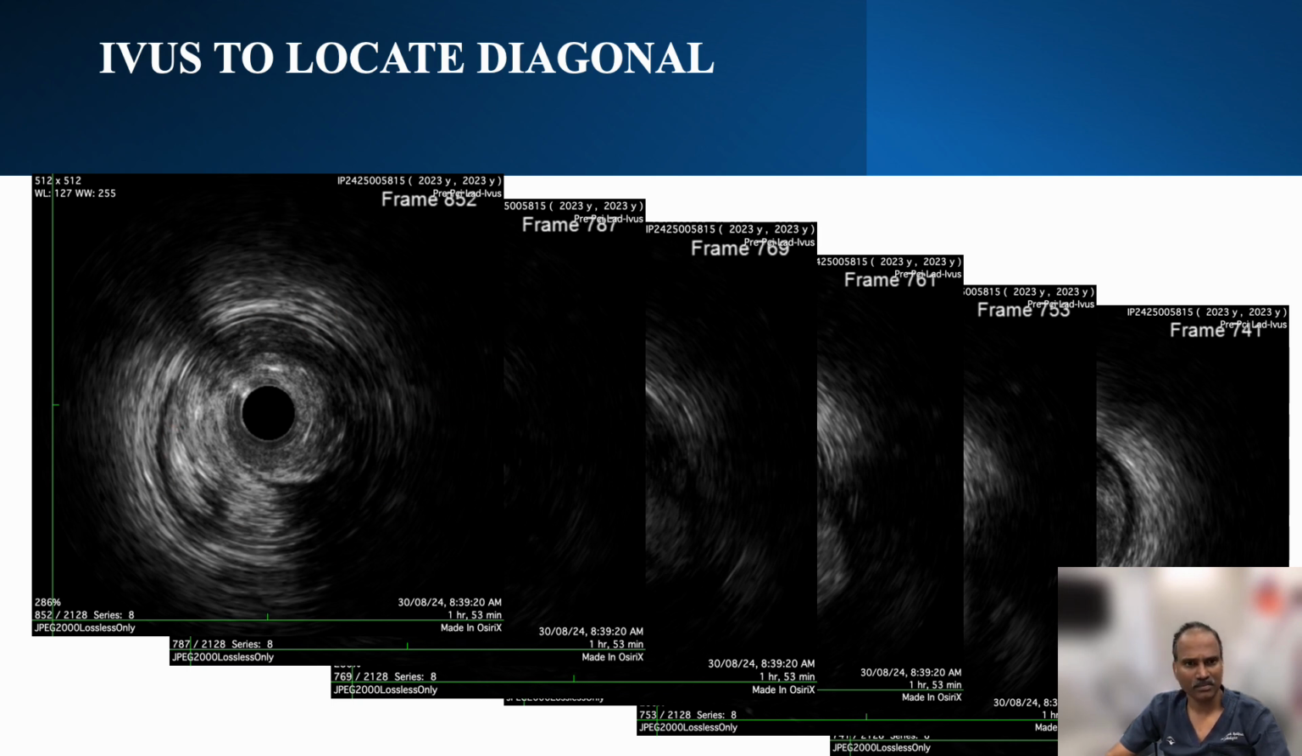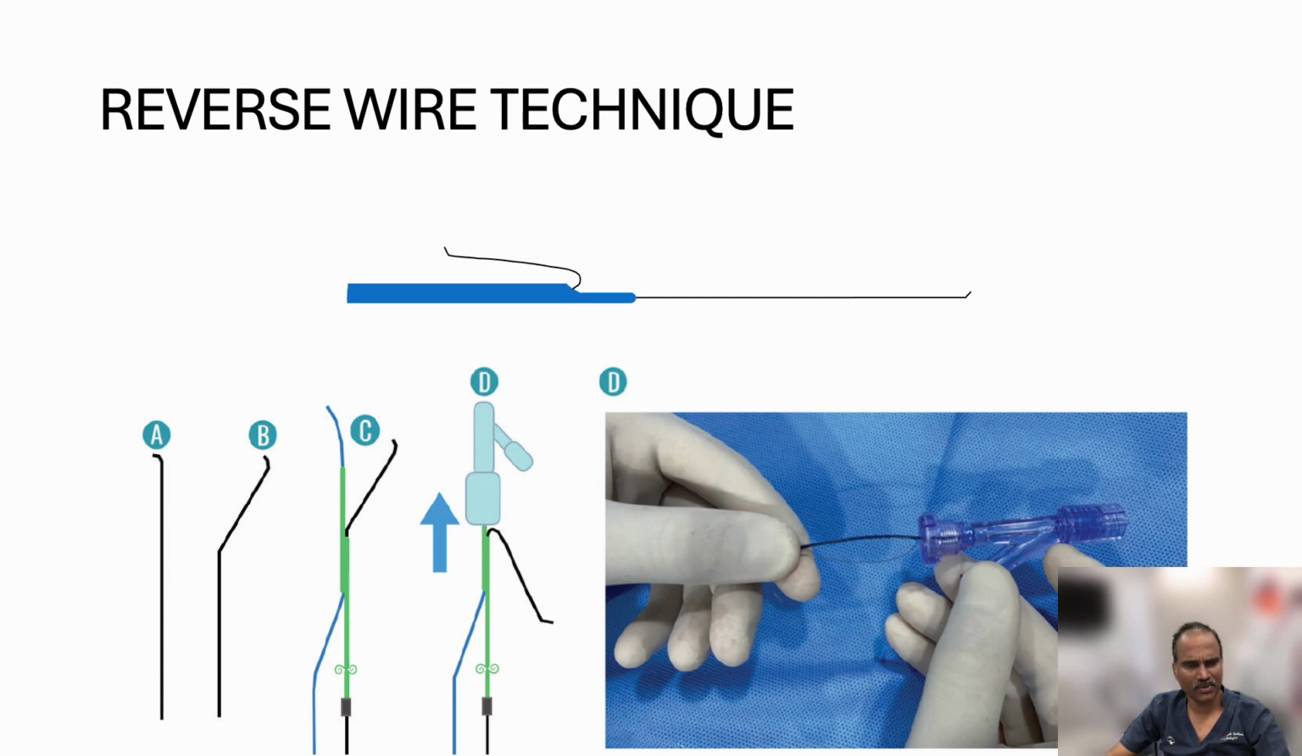So clearly there is a flap, so that prevents wiring up that side branch. So that's when we had to take a reverse wire technique, which we predicted even before. So this is how we can do a reverse wire technique.